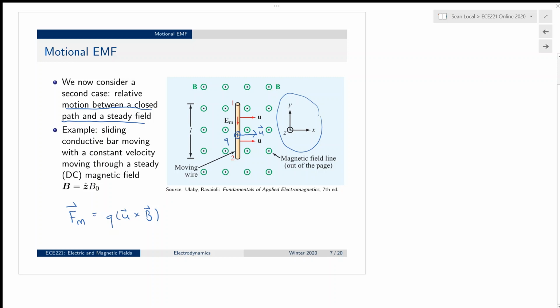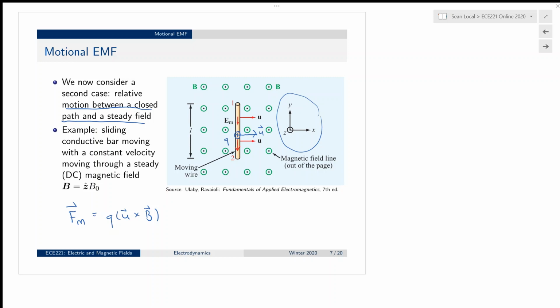Using the right-hand rule, we can determine the direction that this wants to go. The u is to the right and the B is out of the page towards you. So the resulting force that's going to be exerted on that charge is downward. That charge is going to want to be pushed downward. So we have this force on this charge.